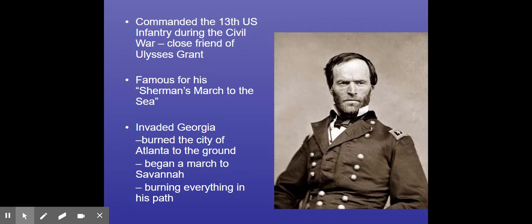Now, what's interesting is despite his reputation as being aggressive and despite the fact that he goes on this campaign of total war in Georgia, Confederate General Joseph Johnston will surrender to Sherman. Lee surrenders to Grant. Johnston surrenders to Sherman.